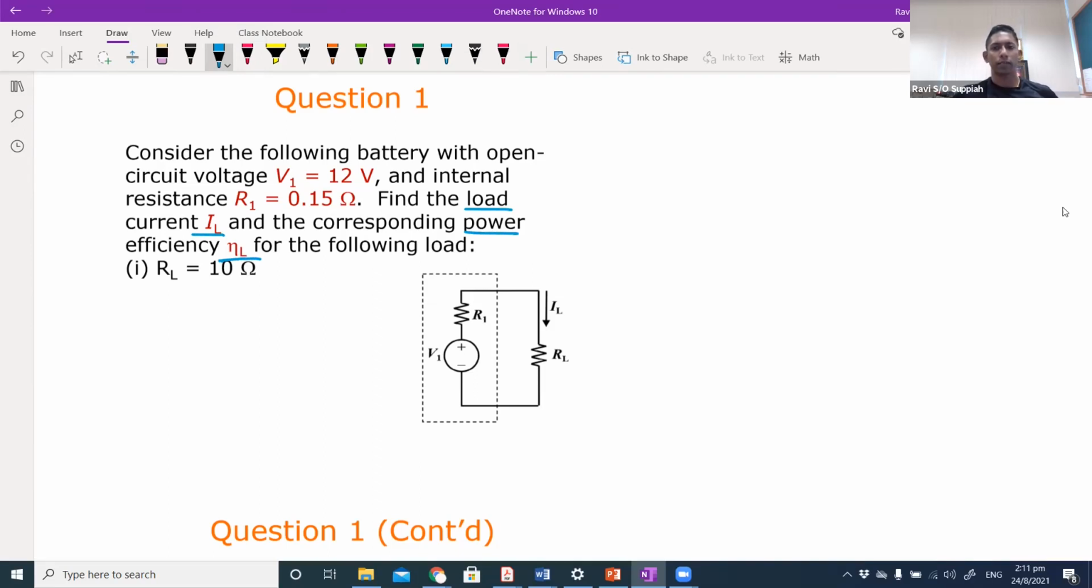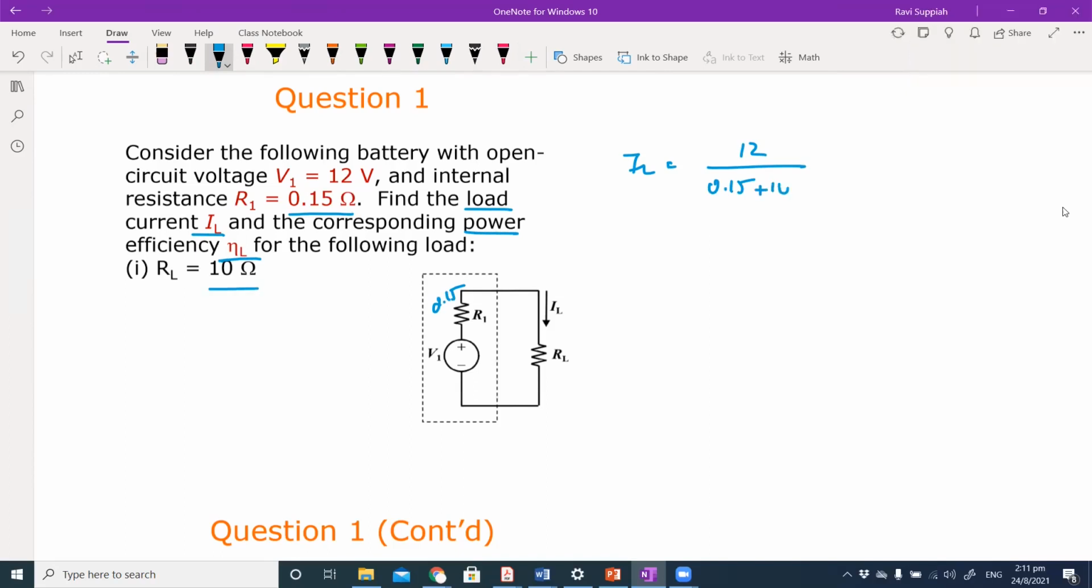So in terms of current, you know the formula, correct? V by R. So 12, also the internal resistance here is 0.15, so this is 0.15. And now the load is 10 ohm, so plus 10. In this case, I will get 1.18 ampere.